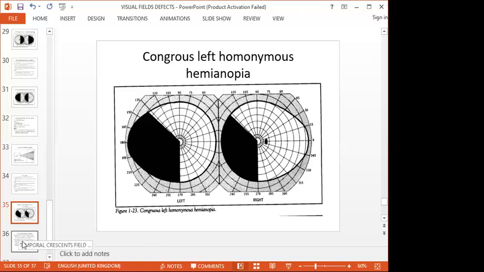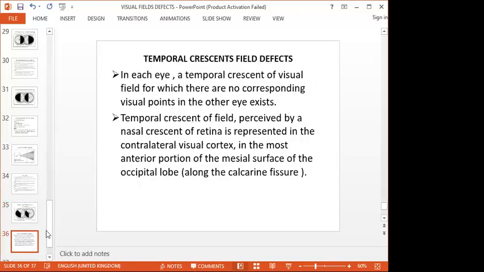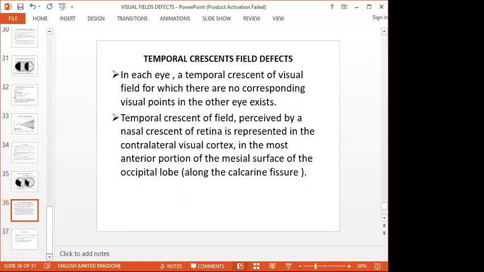Okay. Go to the next one. Temporal crescents. In each eye, a temporal crescent of visual field for which there are no corresponding visual points in the other eye exists. The temporal crescent of field perceived by a nasal crescent of retina is represented in the contralateral visual cortex in the most anterior portion of the mesial surface of the occipital lobe.